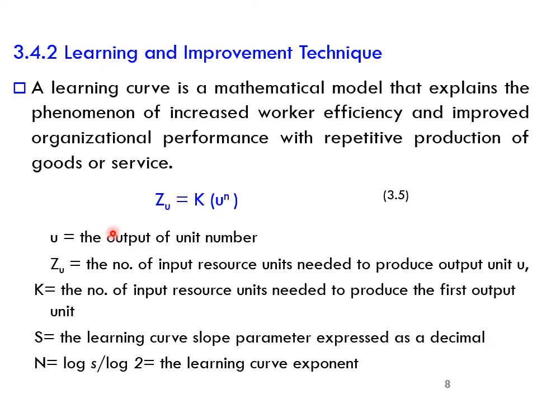But the thing is, how much will it be faster? This increase in your speed or efficiency will reduce from time to time. So the reduction in the completion time from the first repetition to the second one will be higher than the reduction from the second repetition to the third repetition. And it will be less from the third one to the fourth one.